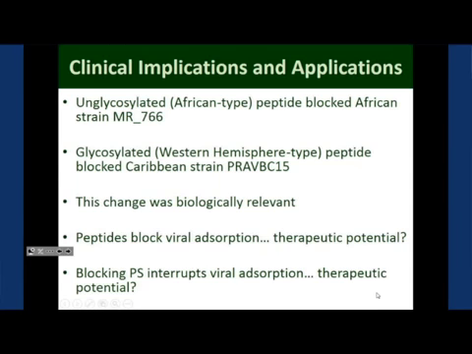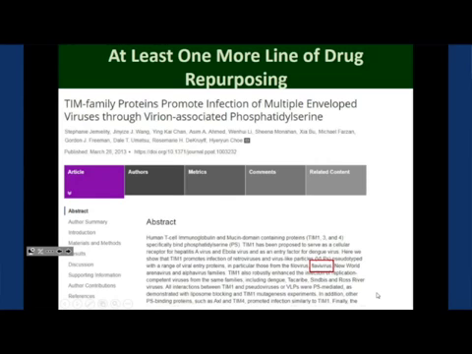That's for a whole bunch of different envelope viruses. And it turns out these are my peptides that we made and just fool around with in our lab as proof of concept. You couldn't inject them into a patient. But this, it turns out, is a great target for drug repurposing.